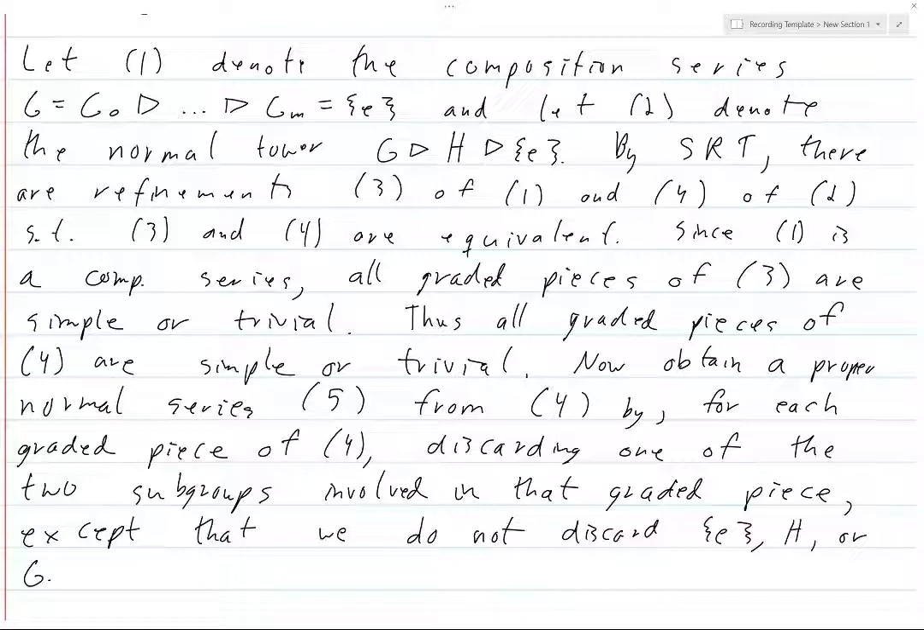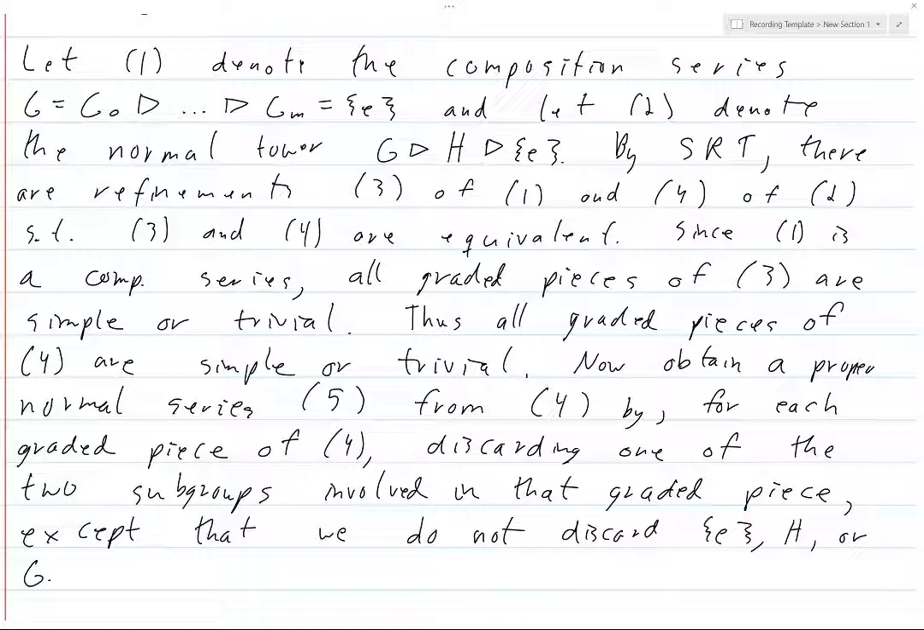The only way that we could possibly throw one of them out is if we have a graded piece which is formed by the quotient of any two of these. So what are the possible scenarios? The graded piece could be G mod E, but that wouldn't happen, because then H would not be a part of this normal tower, since we'd go straight from G down to E. And so that's out.